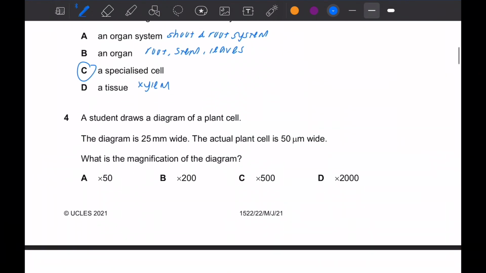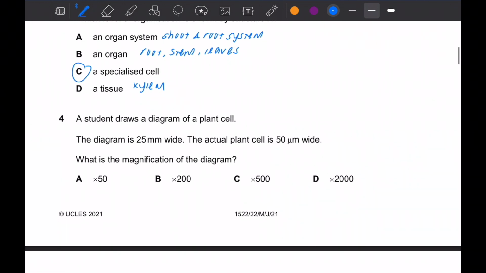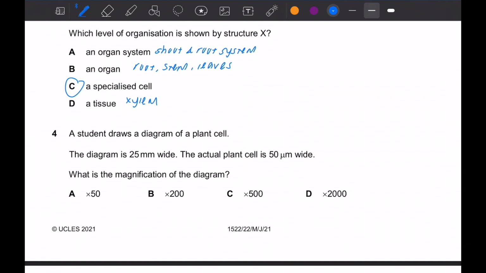Next question, the student draws a diagram of a plant cell. The diagram is 25 mm wide. The actual plant cell is 50 micrometers wide. What is the magnification of the diagram? So for this, we have the formula: magnification equals image size over actual size.